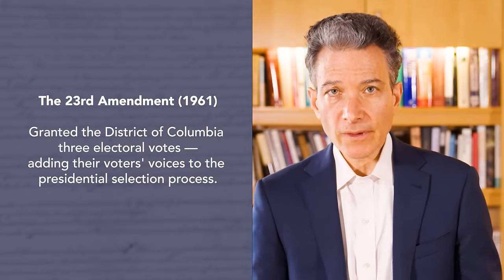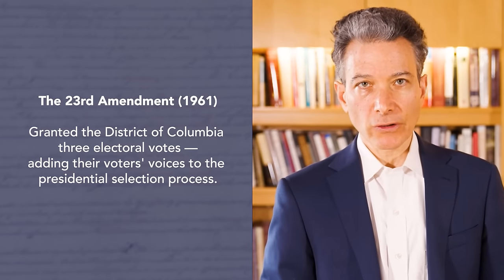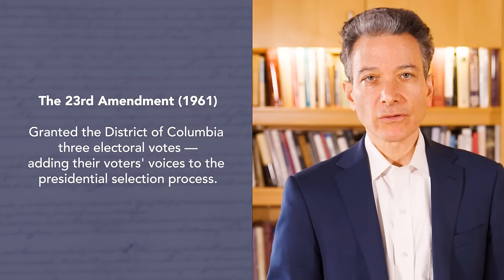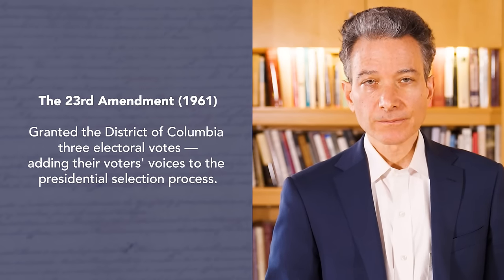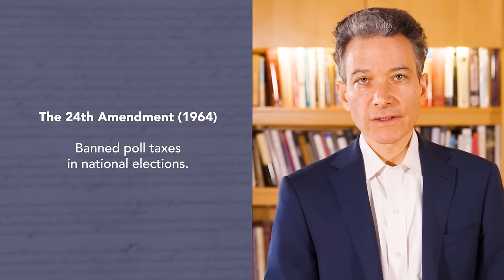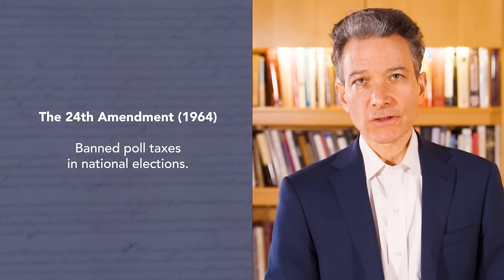The 23rd Amendment, ratified in 1961, guaranteed the District of Columbia 3 electoral votes. Before the amendment, D.C. residents couldn't vote for president or vice president. Now they can. And then we come to the 24th Amendment, ratified in 1964, which banned poll taxes in national elections, being forced to pay a tax when you vote. It also gave Congress the power to enforce the amendment through appropriate legislation.